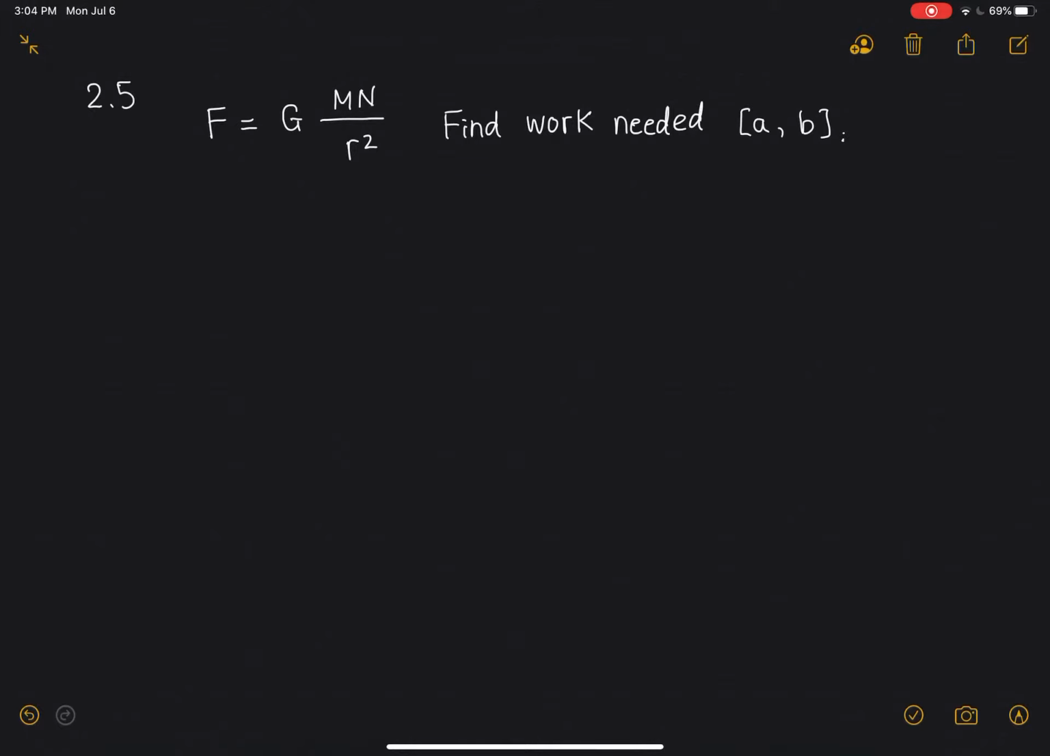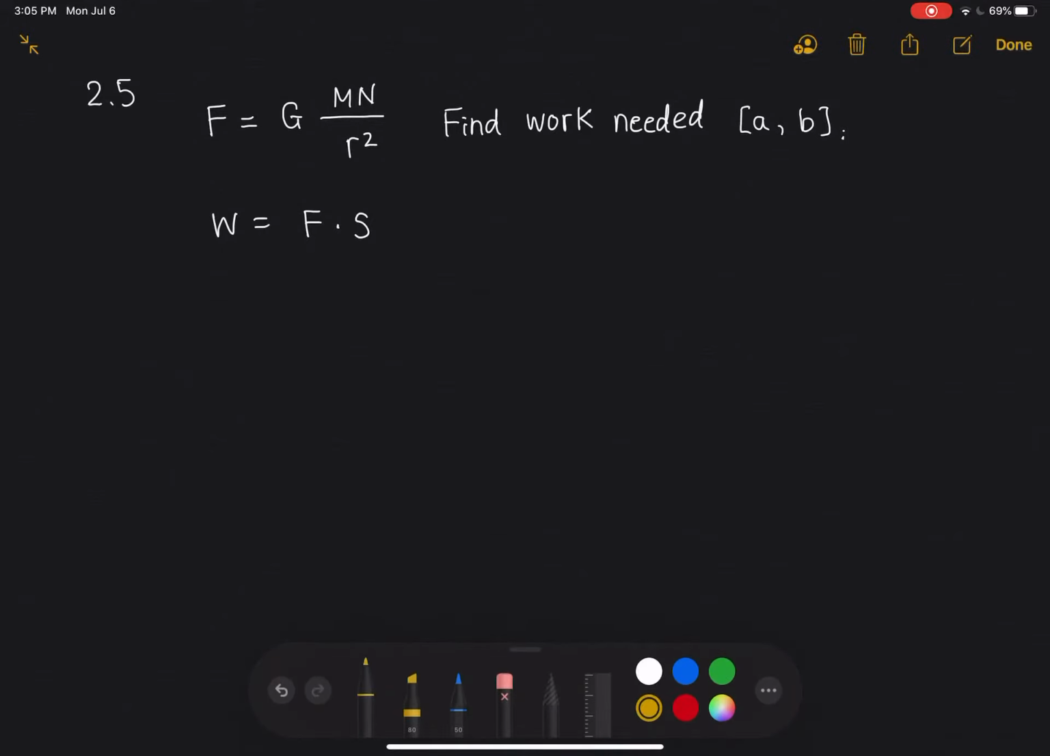Okay, so how do we solve this problem? Well, we use the formula, right? The work equals force times the distance. We have to do an integration because the force is changing based on distance. If you take a look at the formula for F, when r changes, F changes. So that's why we need to use an integral.